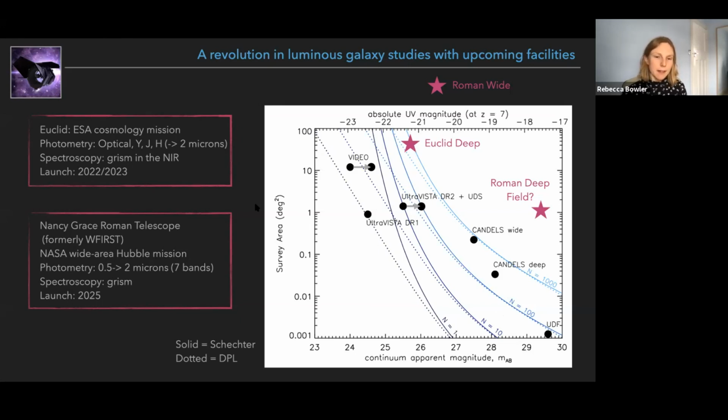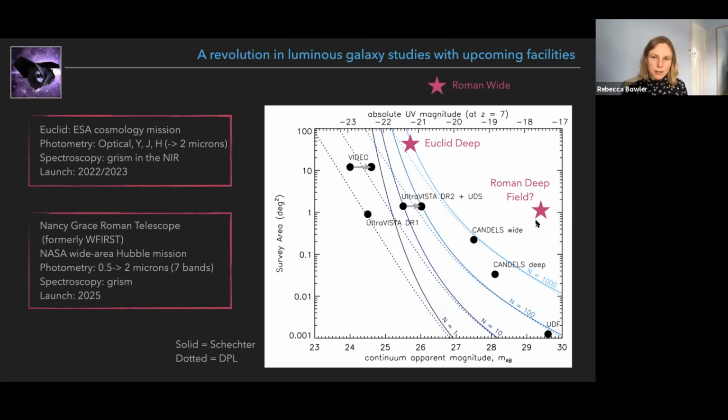of these luminous galaxies. The other telescope that I'm really excited about is the Nancy Grace Roman Telescope. This is a NASA telescope, which is essentially a Hubble, but it does wide areas. Whereas Euclid is a cosmology mission that we're kind of hijacking for high redshift studies, the Nancy Grace Roman Telescope is more specifically for galaxy work. It has more bands, it has 7 bands, and it will be launched a little bit later. But you can see that the Roman surveys are going to be even more powerful than Euclid at finding large samples of these distant galaxies.